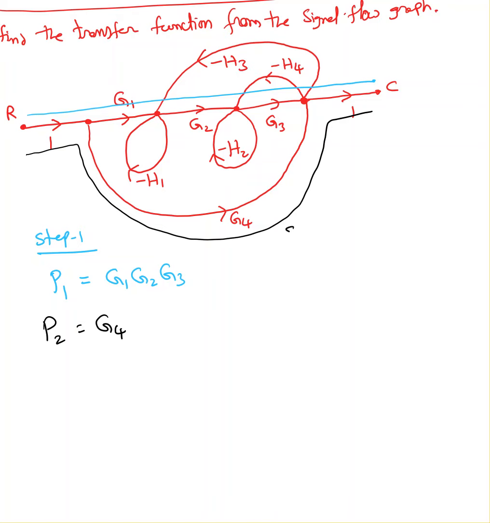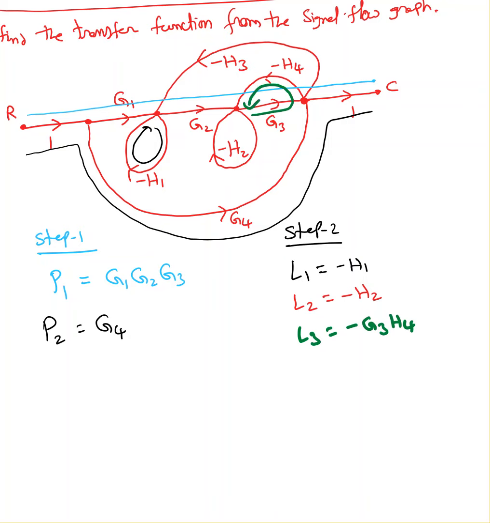Now step 2, find all the loops. Loop 1, I can see a loop right there, which is minus h1. And loop 2, I can see minus h2 as another loop. Loop 3, can I say minus z3 h4? That's one loop. That's my loop 3.